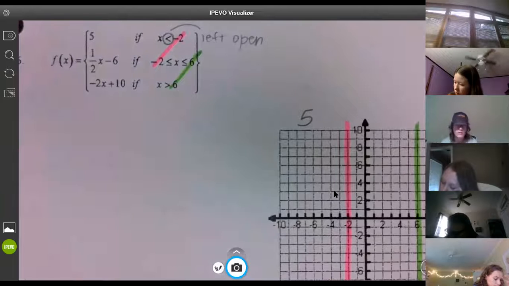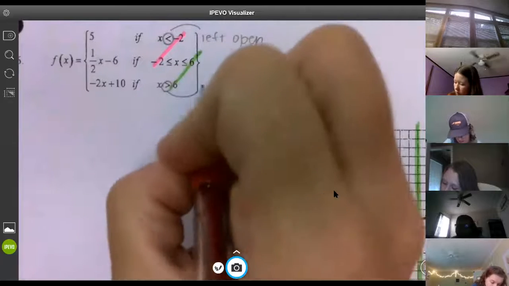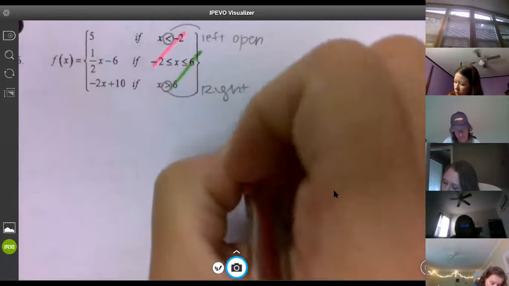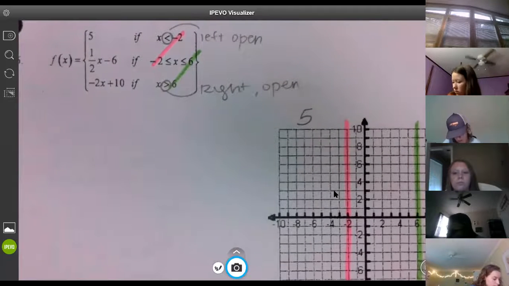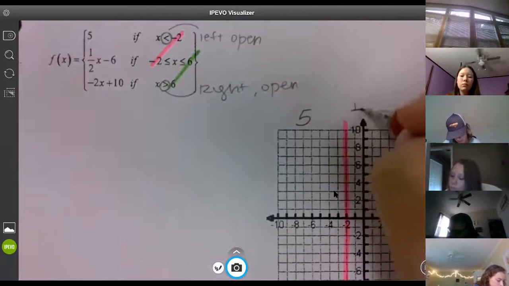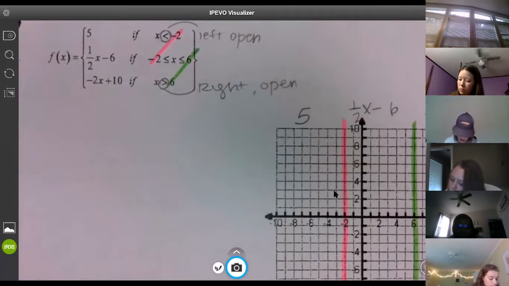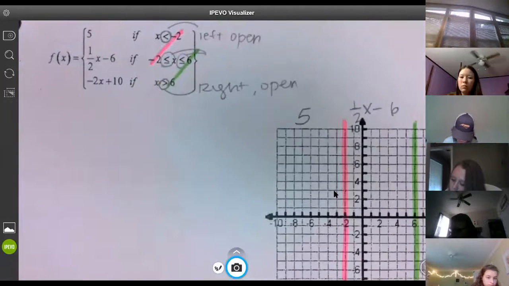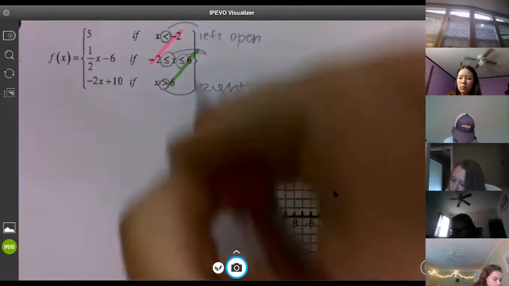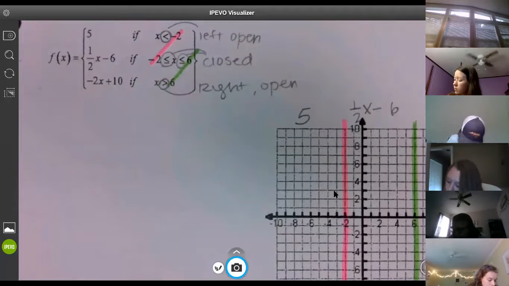So on the left, we're going to graph 5. What's the bottom one tell you? Right and open. So we're doing this one on the right. And then we're doing the 1/2 x minus 6 in the middle. What are both of those points going to be? Closed. So it makes it a little bit easier because they're both closed. All right.